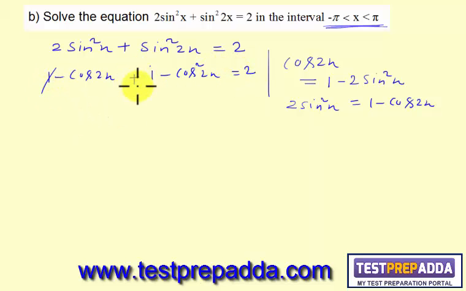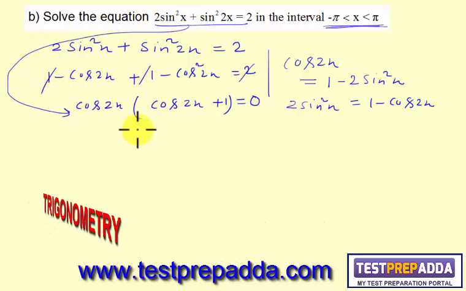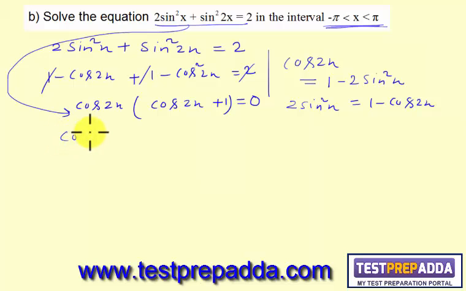So 1 plus 1 is 2, that 2 will get cancelled here, and cos 2x will be taken as common, and inside the bracket I'll get cos 2x plus 1, and that will come equal to 0. So we have reduced the given equation into this. Now this is true if cos 2x is equal to 0 or cos 2x plus 1 equal to 0, meaning cos 2x is equal to minus 1.